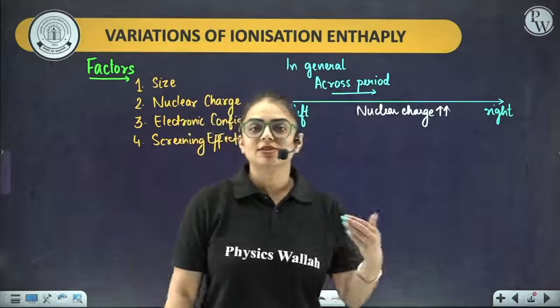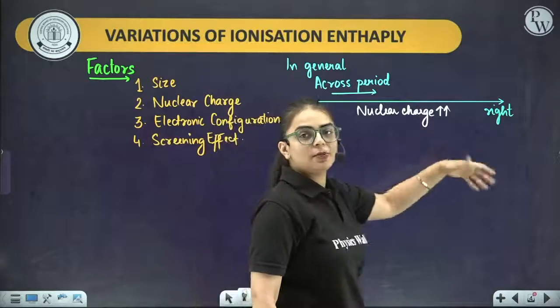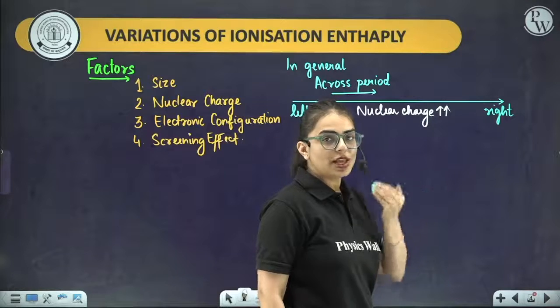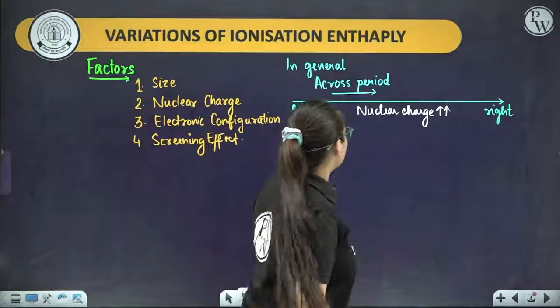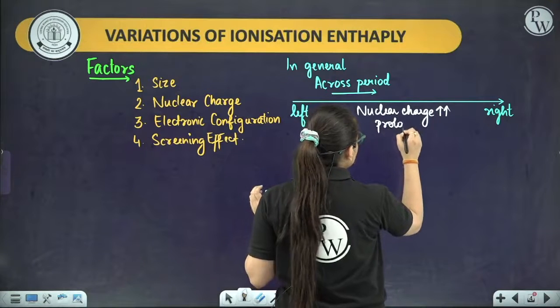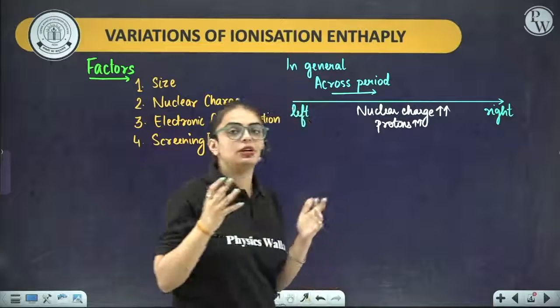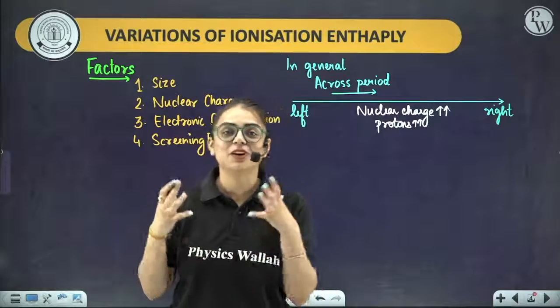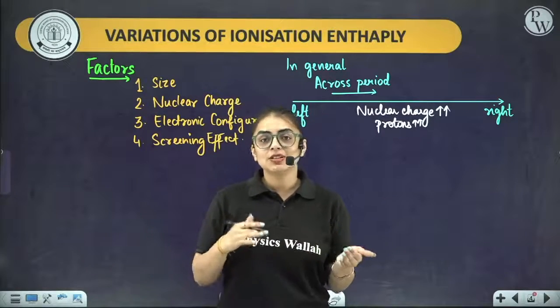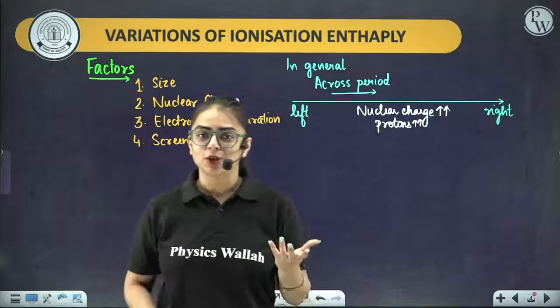Now nuclear charge in other terms is the number of protons, right? In a particular period, the period number remains same, the shell number remains same. So nuclear charge will increase. That means protons are increasing, right? If nuclear charge is increasing, what is nuclear charge? I guess you all are very well aware of the term nuclear charge, because in so many segments we have already discussed it again and again.